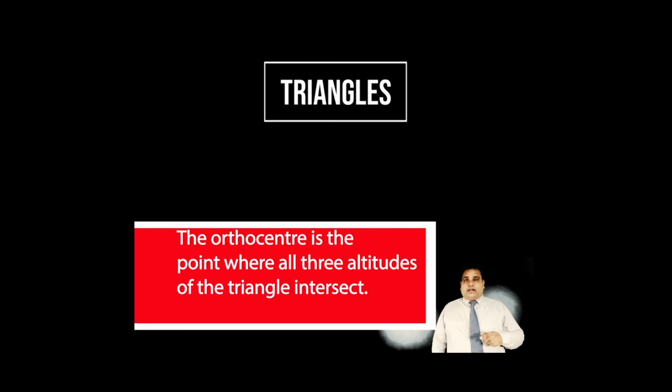So the point of intersection, as you can see in the diagram, where ABC is a triangle and we are forming three altitudes. The point where all three altitudes are meeting is known as the orthocenter.